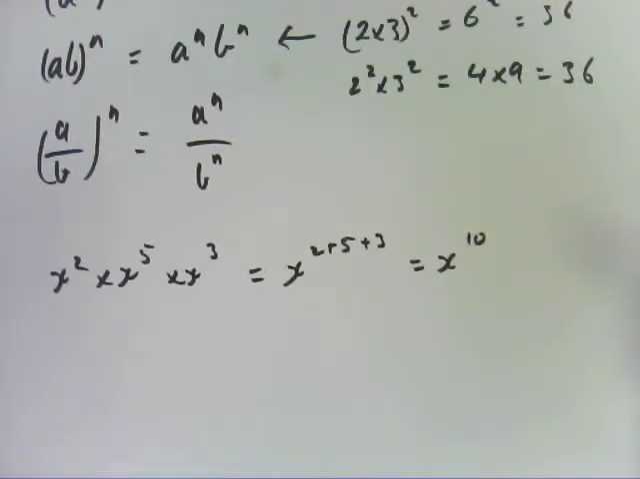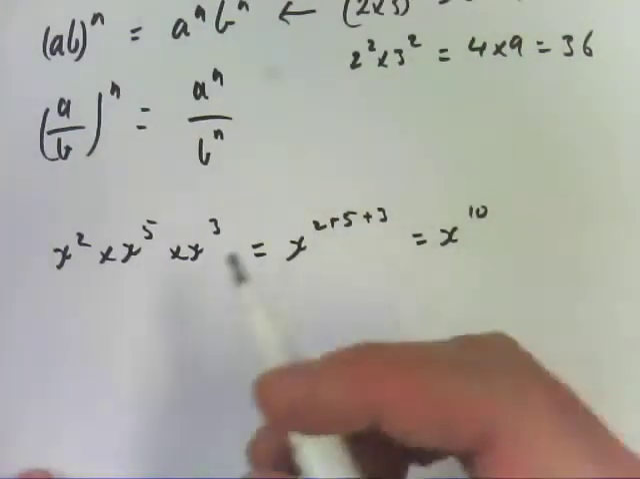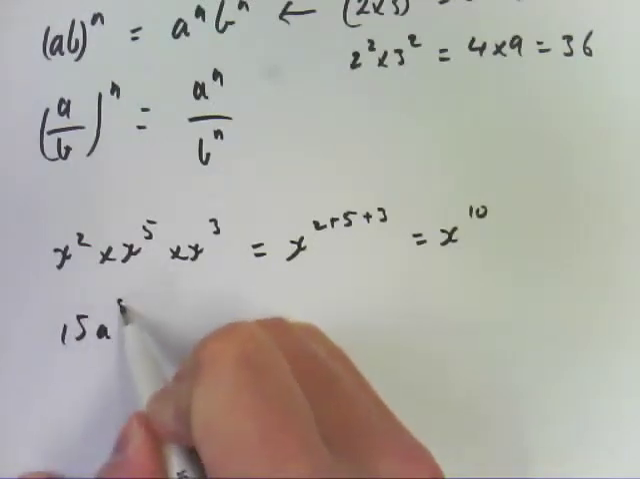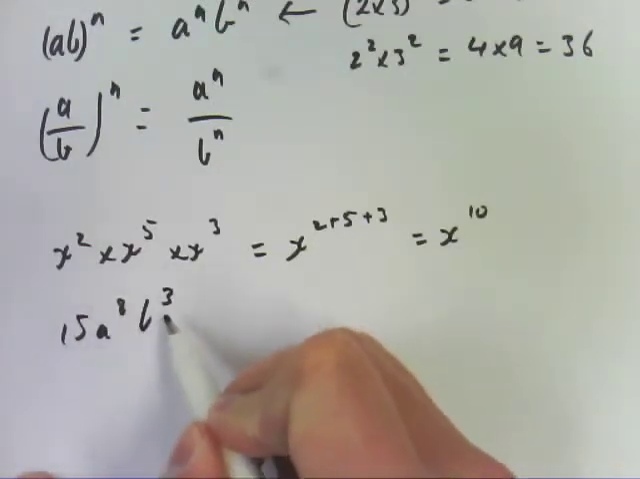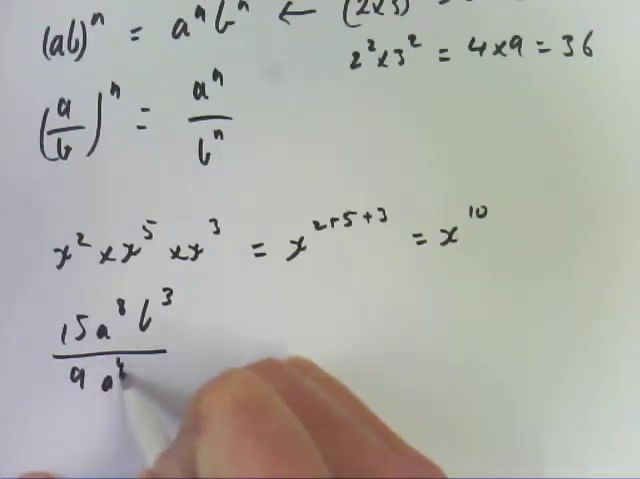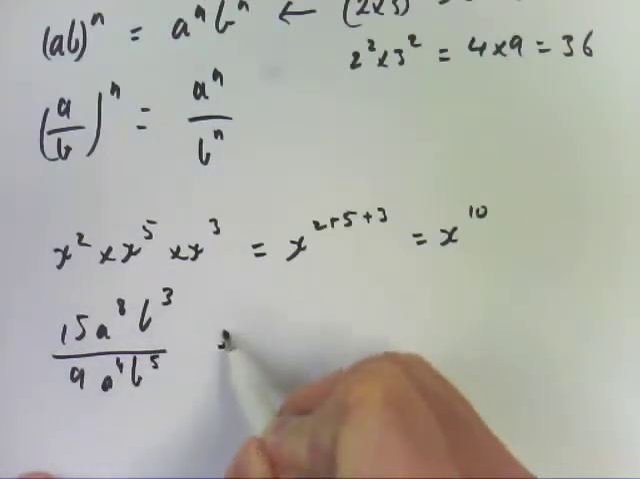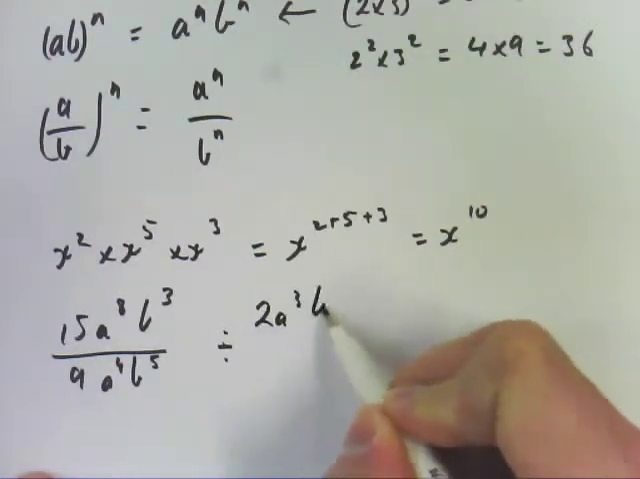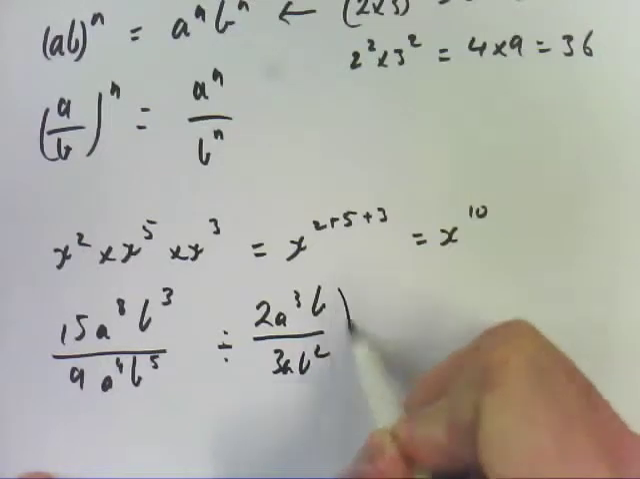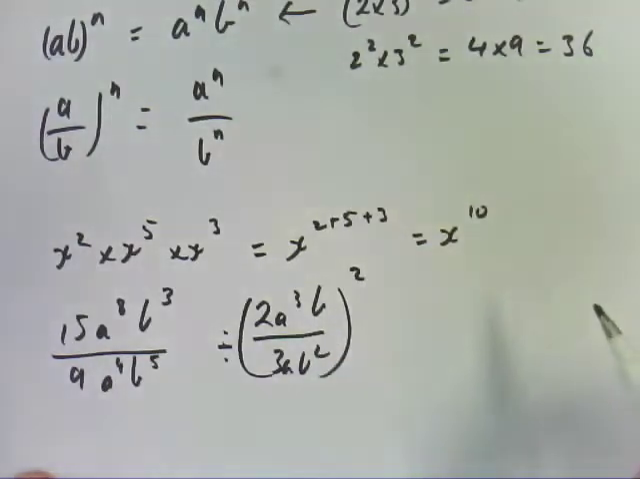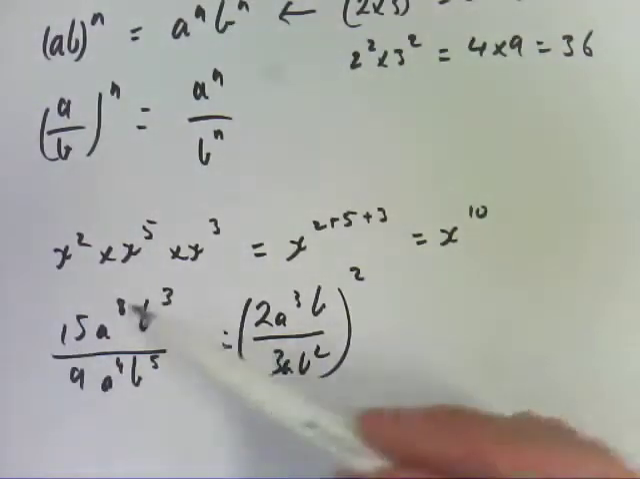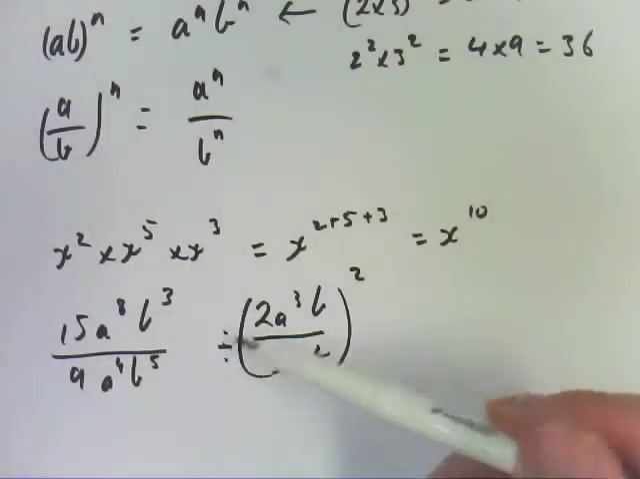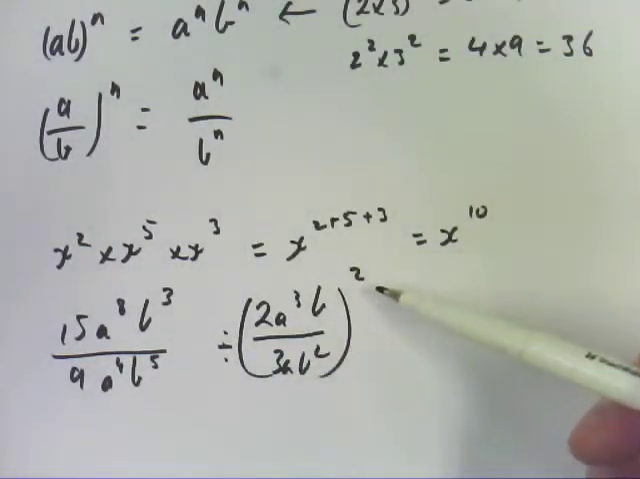If we have a look at question 4a, they start stepping it up a little bit. 15a to the 8, b cubed, divided by 9, a to the 4, b to the 5, divided by 2a cubed b over 3ab squared, all squared. You can see straight away we've got a heap more index laws to worry about. Not only have we got a division over here and a division here, we've got a divide in the middle, we've also got a bracket with powers on it.